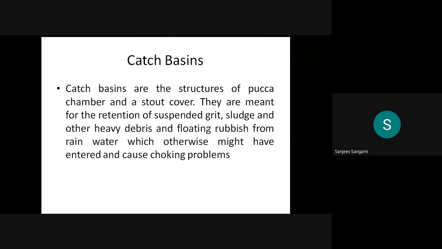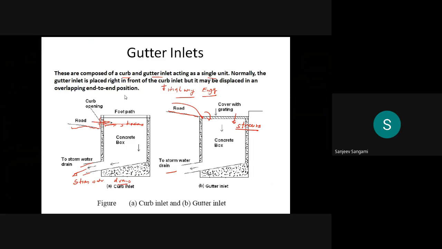In the previous class, we were discussing gutter inlets. These are composed of curved gutter inlets acting as a single unit, and they are placed right in front of the curb inlet, but may be displaced in overlapping end-to-end positions. We have studied them in detail, and they have their own importance in highway engineering. Wherever the stormwater has to be taken away from the roads, these gutter inlets are preferred.